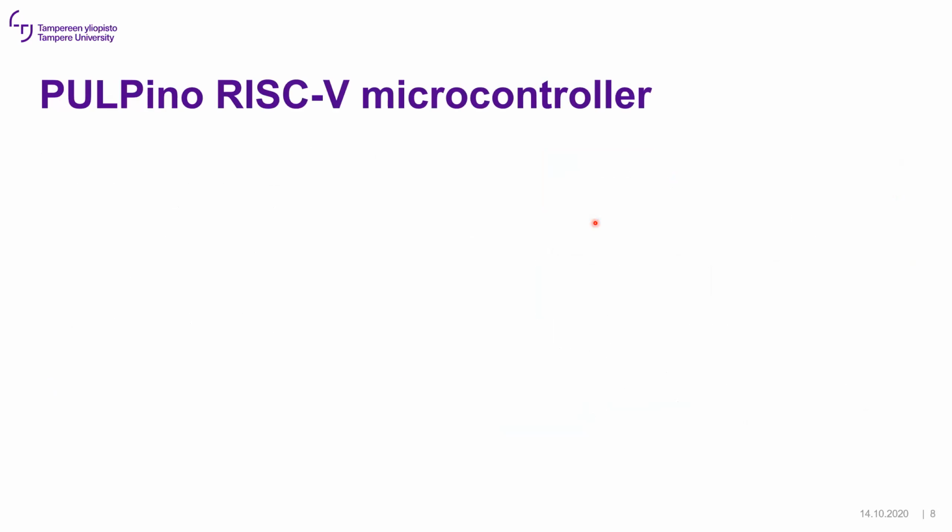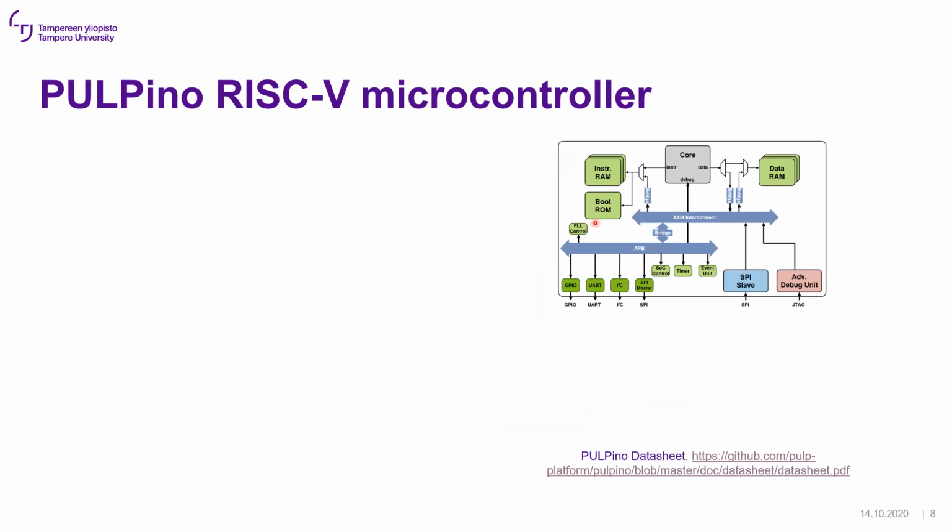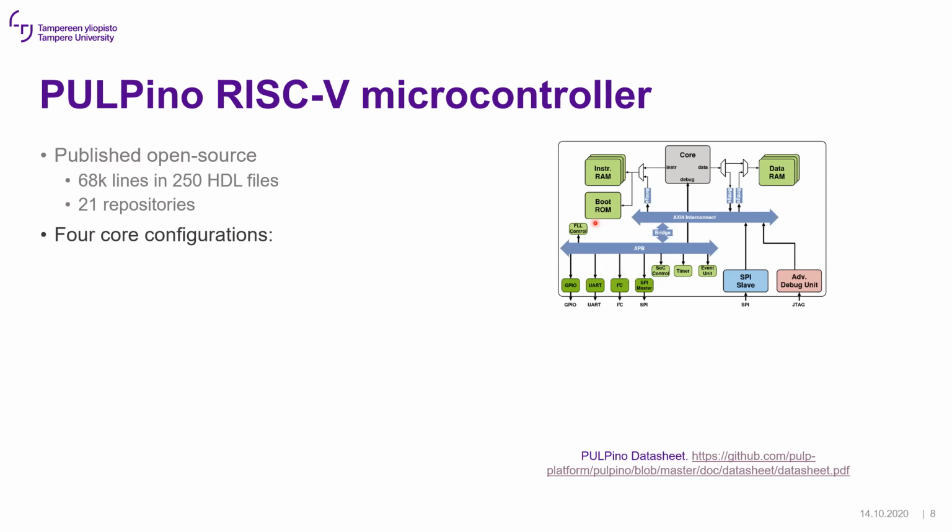So our modeling target recently has been the PULPino RISC-V microcontroller, and the top level is shown here. And this is published open source. It has 250 files and almost 70,000 lines of, well, mostly SystemVerilog. And it comes in 21 different repositories, so assembling it together is an effort in itself. And for the core, there are 4 different configurations.